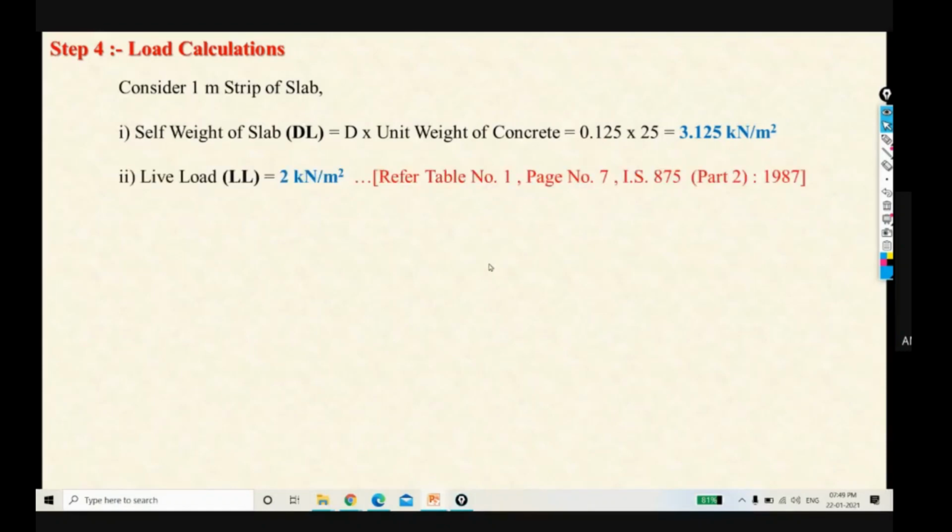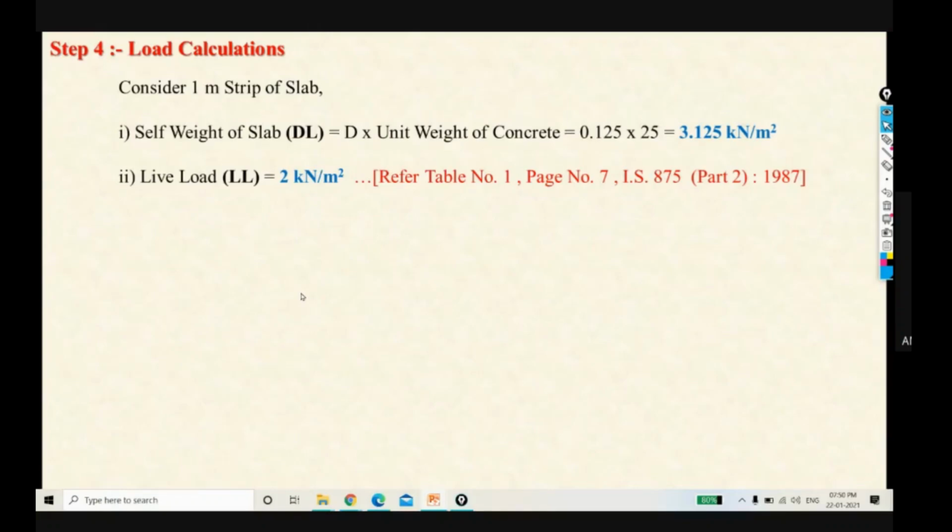Now after that, calculate the live load. Generally live load is given in IS 875 part 2, table number 1, page number 7. On that table the live load value is given, and that live load is different as per the area, or as per the room you can say. For kitchen the live load is different, for balcony it is different, for hall it is different. So for every room the live load is different. Just go through IS 875 part 2 and you can find the live loads are different as per the area.